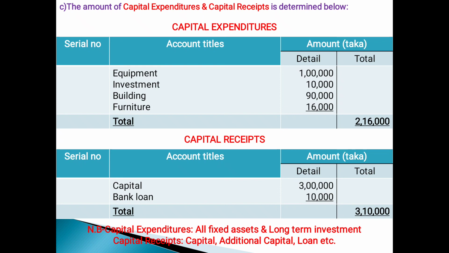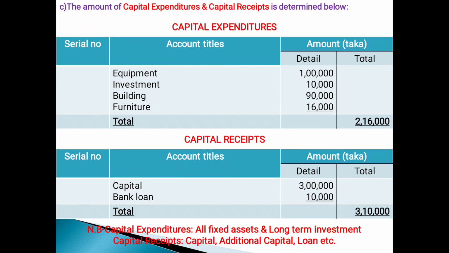Capital expenditure: totally 4 items are available for capital expenditure in this creative question. Number 1, equipment for taka 1 lakh, investment taka 10,000, building taka 90,000, furniture taka 16,000. Total amount of capital expenditure in this question is 2,16,000.